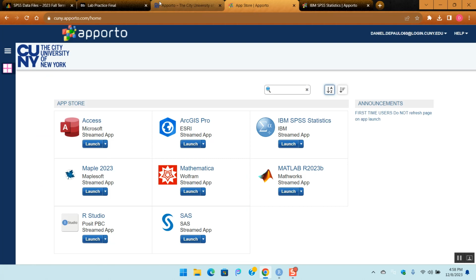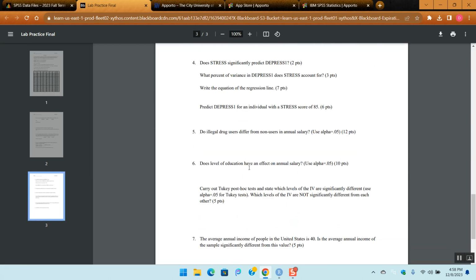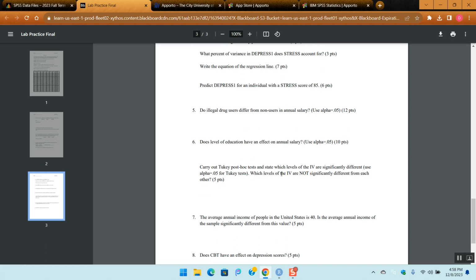So that's question 6. And yes, there's 3 differences. I asked you here what levels of the IV are significantly different. Those are the 3 I mentioned. And for not significantly different, those are the other 7 comparisons that you find in that chart.